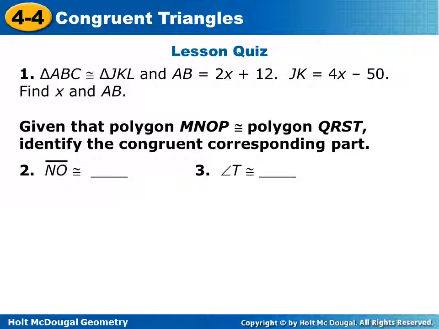Here's your lesson quiz. Go ahead and take some time to practice these and see if you have any questions. Make sure if you have any questions that you bring them to class tomorrow before we practice with some further applications.